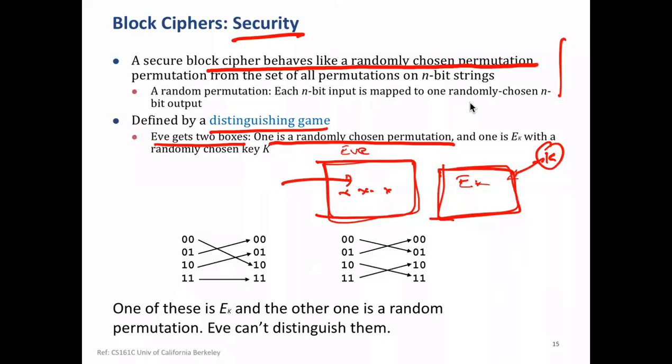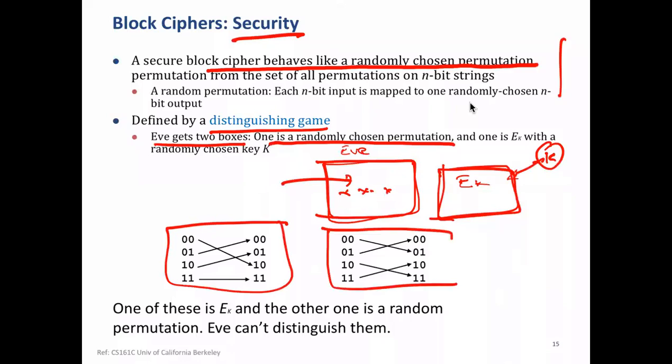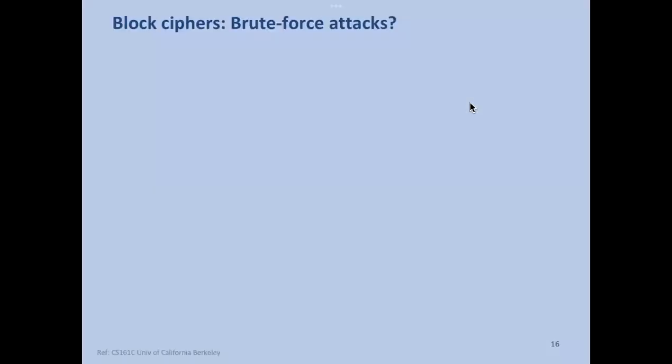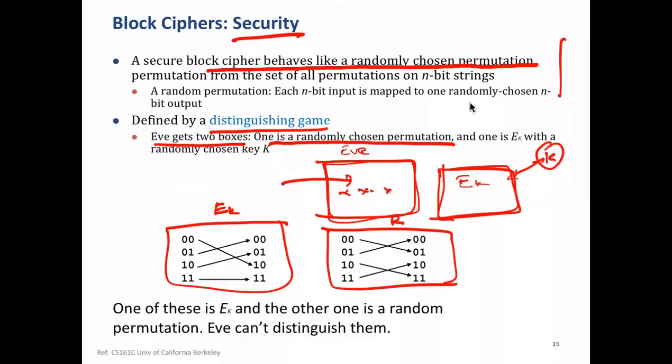For example, the same thing is explained here. This is one mapping, or one box. This is another box. If she receives, say, E_K and another that is random, she can't distinguish between the two, which is the one she wanted to find out. All right. So this is all about block ciphers.